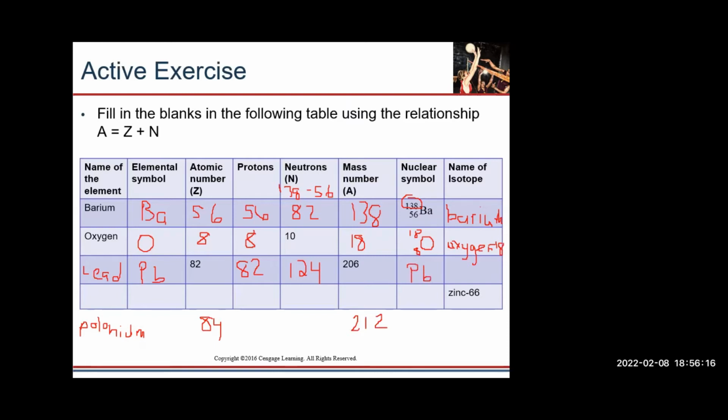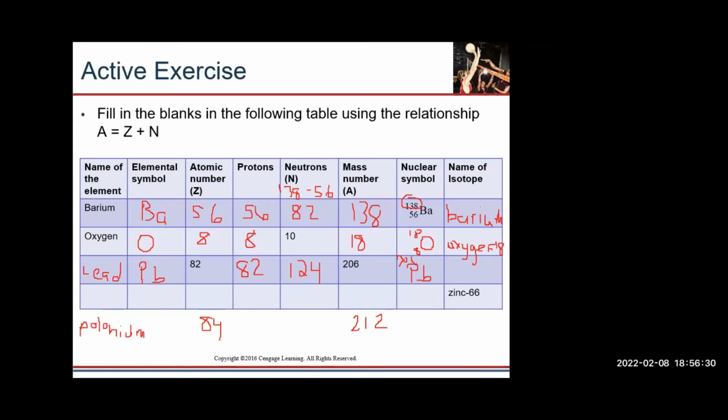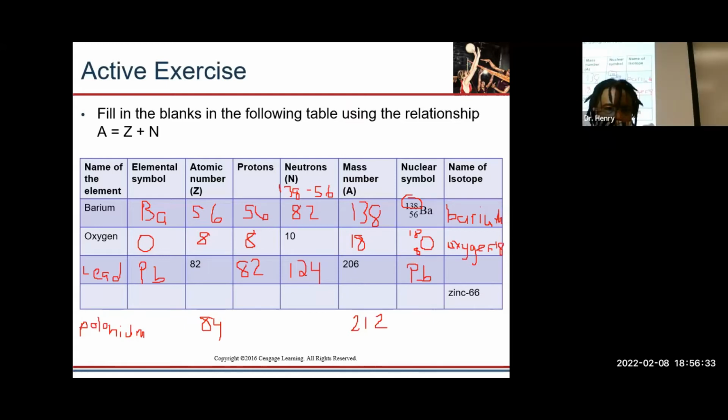PB, 206 up top. Oops, let me fix that. Over 82. PB 206. I'm running out of room still. And over 82. And then this would be lead 206. Okay. The next one.